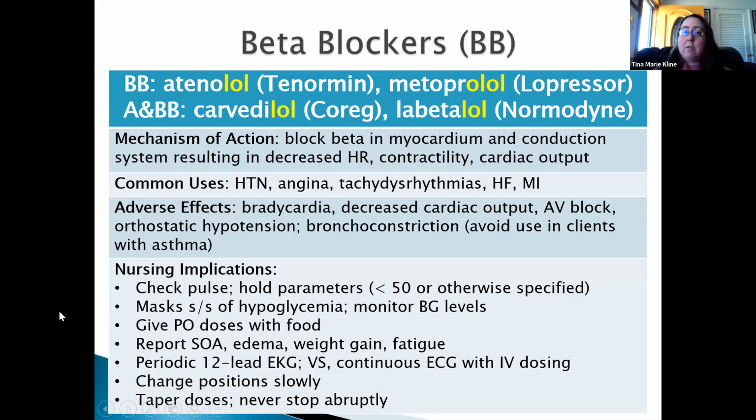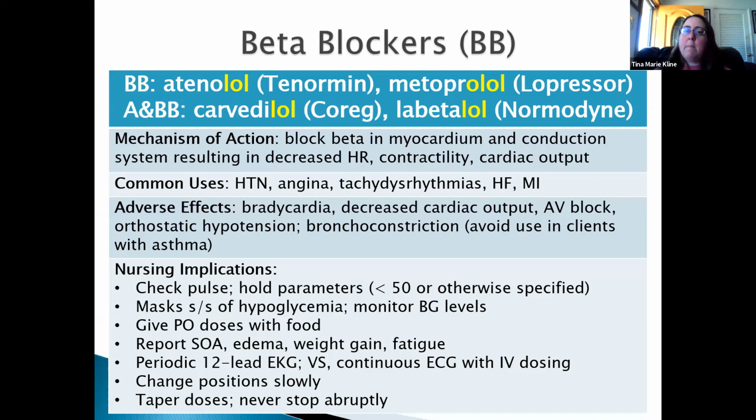Your beta blockers, okay? And there are selective and non-selective beta blockers. So you'll see the first row that I have up there just as BBs. Those are your selective ones that work specifically on the heart, or they affect just the heart. Your non-selectives, your alpha and your betas, okay? Those can affect the lungs as well.